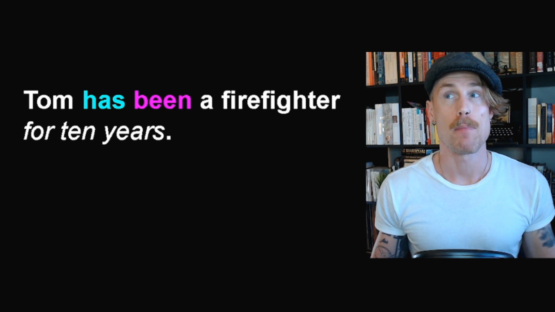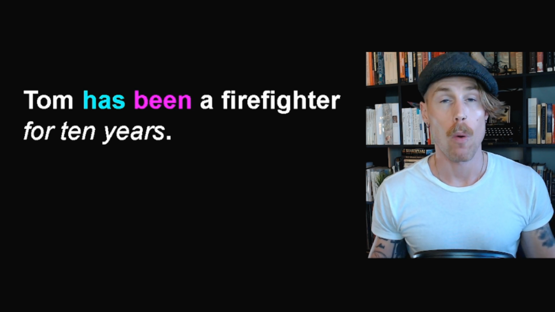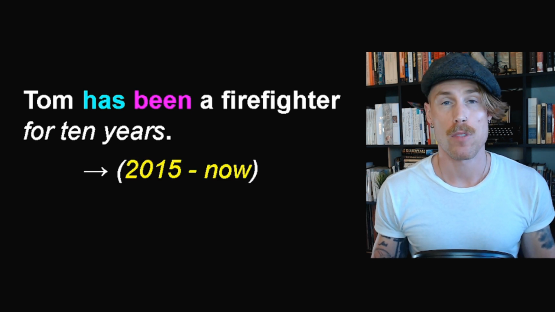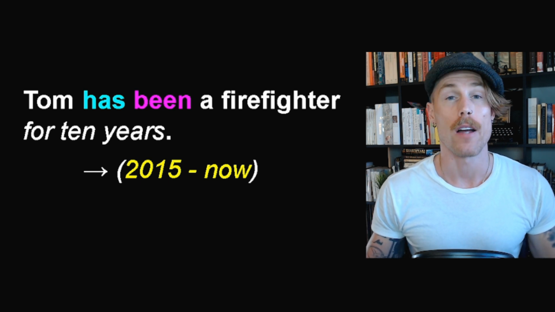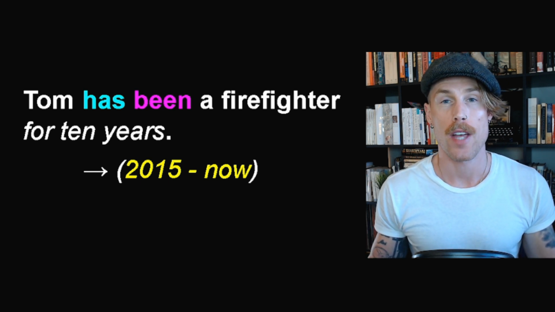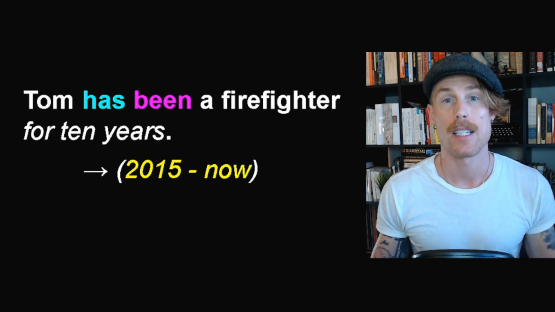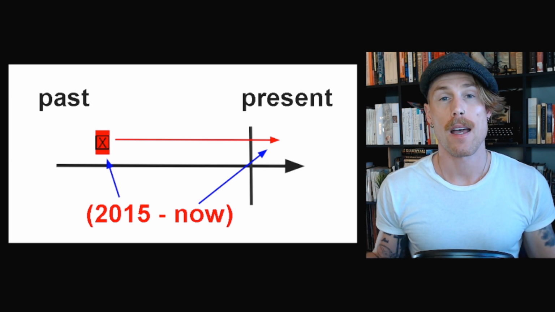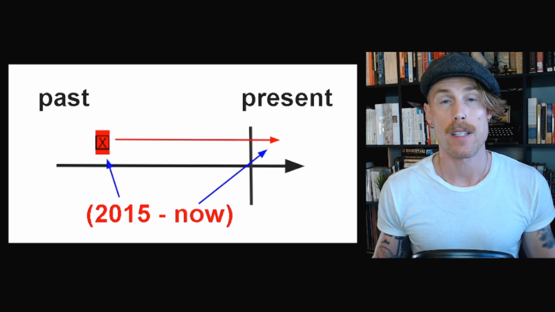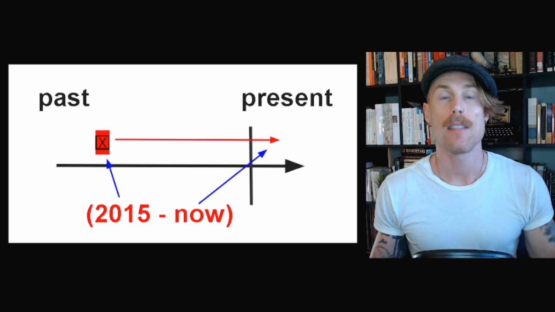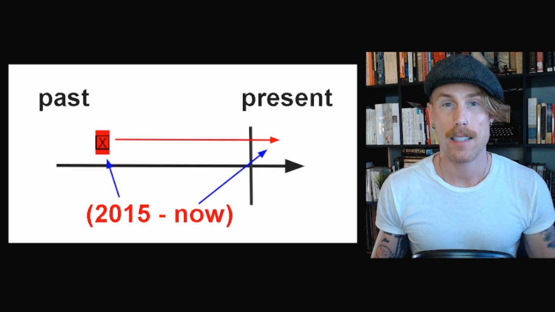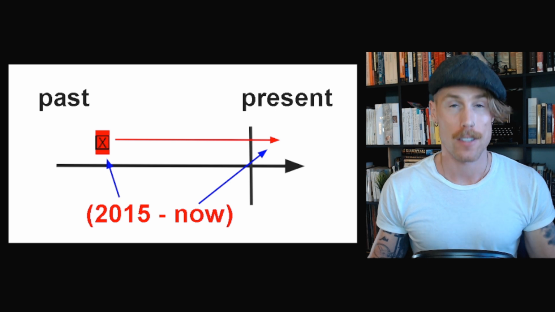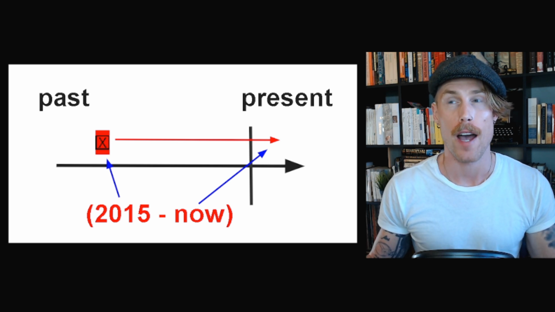Tom has been a firefighter for 10 years. This means 2015 until now, 2025, 10 years. So this began in the past, 2015, 2016, 2017, 18, 19, 20, 21, 22, 23, 24, until now, 2025.